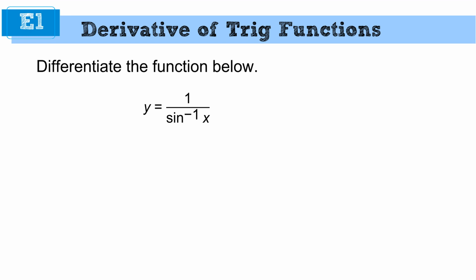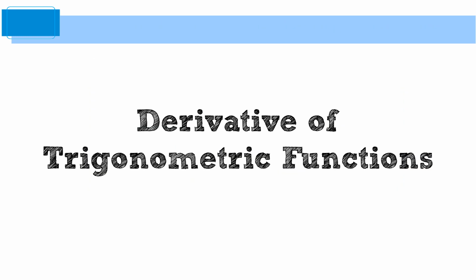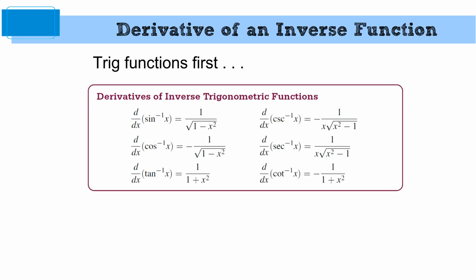Okay? In the essence of saving time, I'm not going to do this problem because it is purely a quotient rule wrapped up with an inverse trig function. So you can see that if I go back to this slide, I know what the derivative of the inverse of sine is. It's 1 over the square root of 1 minus x squared.